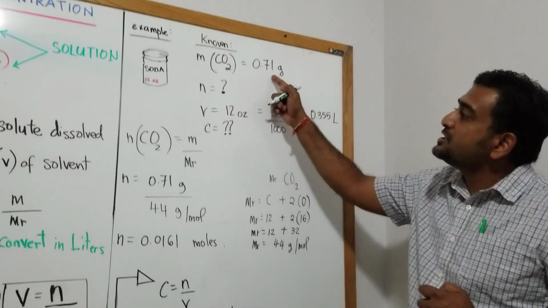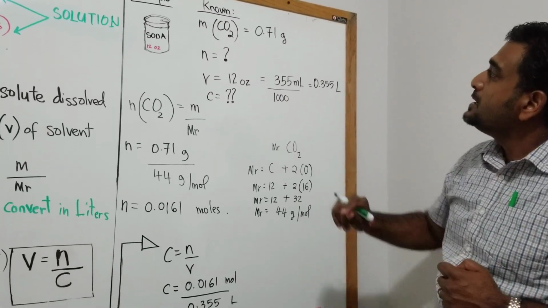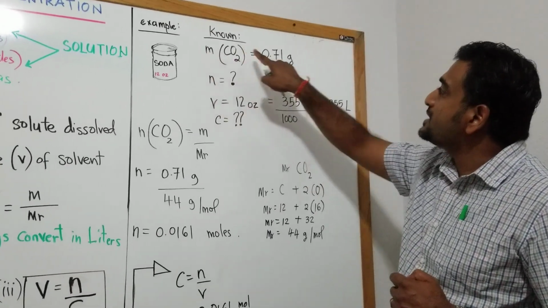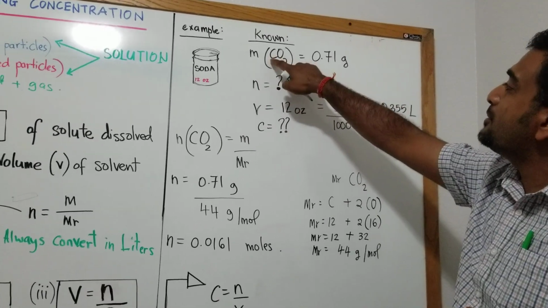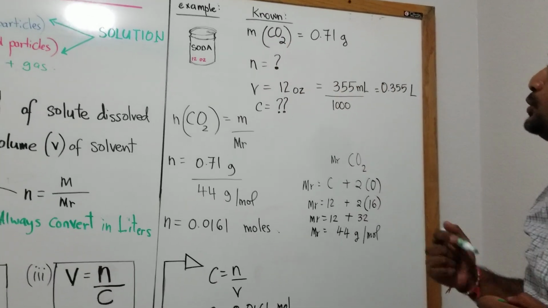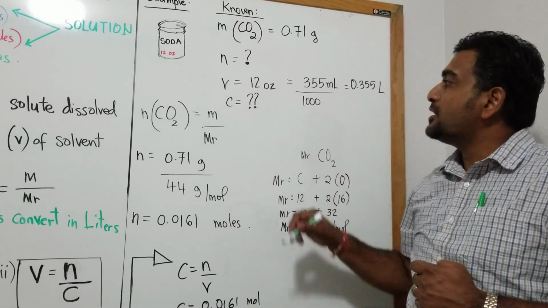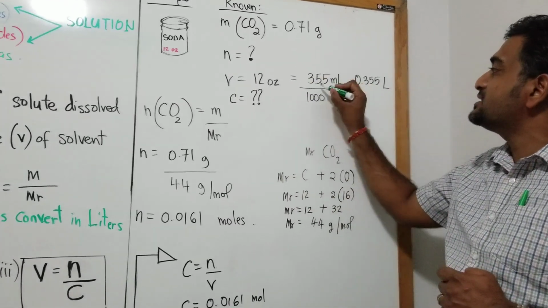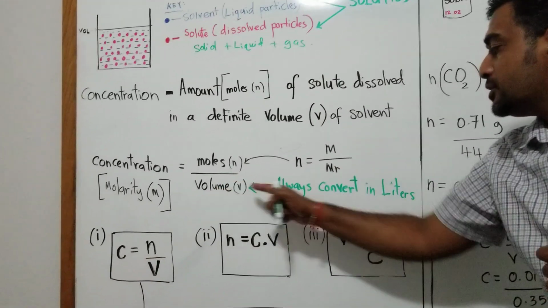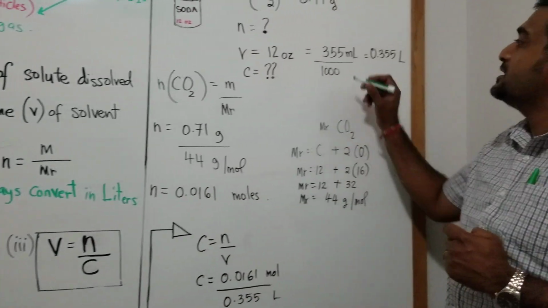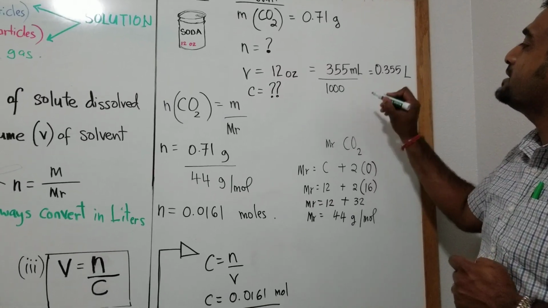To calculate the concentration of carbon dioxide in this 12 ounce can of soda, some of the things we know: the mass dissolved is 0.71 grams. Straight away, when I get the mass of carbon dioxide, I can calculate its number of moles. We'll go on to that formula next. And then the volume, it is written 12 ounce; converting 12 ounce into milliliters, it's 355 milliliters. Going back to the equation, we need the volume to be in liters, so it has to be converted. Converting milliliters to liters is basically dividing by 1,000.